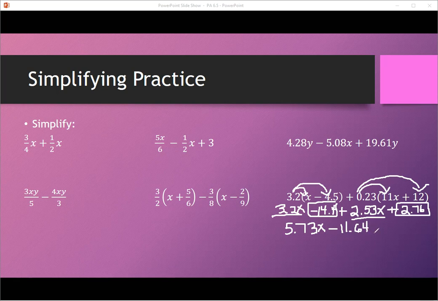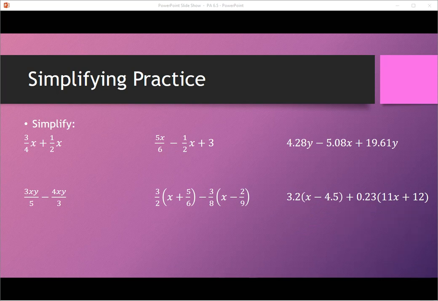Here's a place that a lot of people will make a mistake on this problem. They'll get to this step, they'll have done an excellent job distributing and combining like terms, and then all of a sudden they'll try to go ahead and combine these two things, and they'll come up with like a negative 7.56, something like that. But look, one thing has an x and one thing does not have an x. So I cannot put those two things together. I'm finished now.